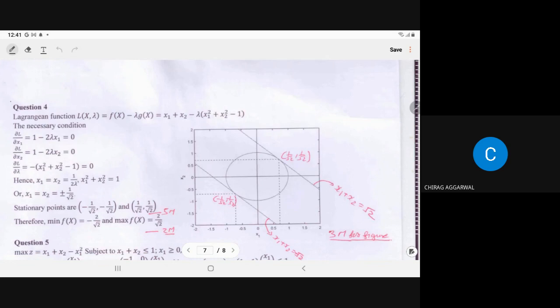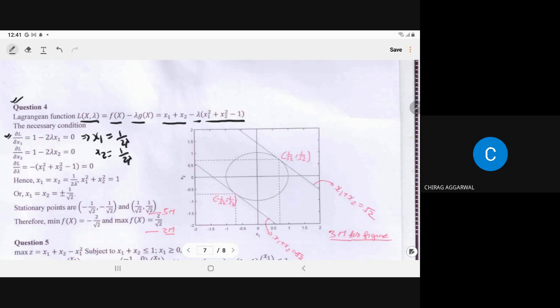So in question number 4, the Lagrangian function L(x, lambda) will be f(x) minus lambda g(x). f(x) is x1 plus x2 minus lambda times g(x), which is x1 square plus x2 square minus 1. Then we compute del L by del x1, del L by del x2, del L by del lambda. So del L by del x1 will be 1 minus 2 lambda x1 is equal to 0. This implies that x1 is equal to 1 upon 2 lambda. Then del L by del x2 is equal to 0. This also implies that x2 is equal to 1 upon 2 lambda.